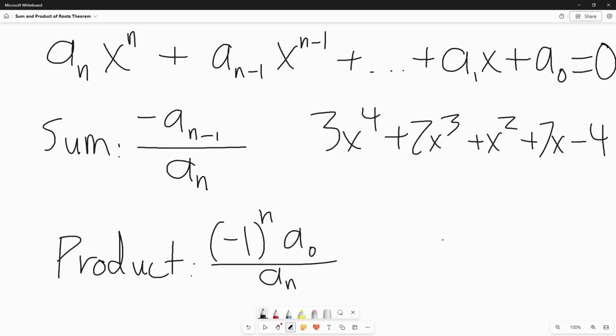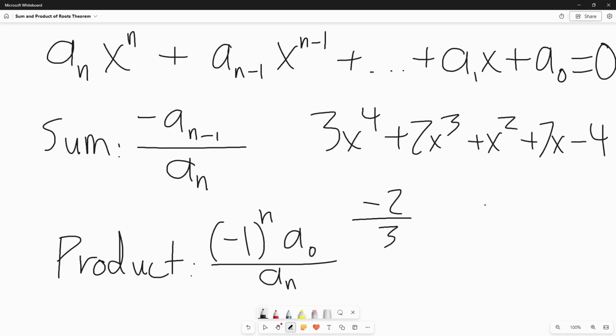So for example, if we had this polynomial, 3 times x to the 4 plus 2 times x to the 3 plus x squared plus 7x minus 4, to find the sum, we would take the negative of the coefficient of the second term, which is 2, all over the coefficient of the first term, which is 3. So negative 2 over 3.